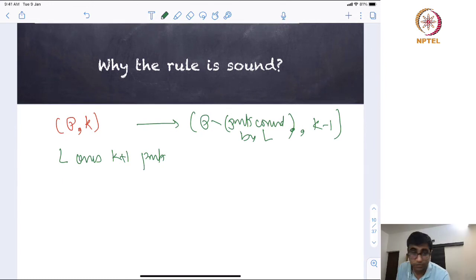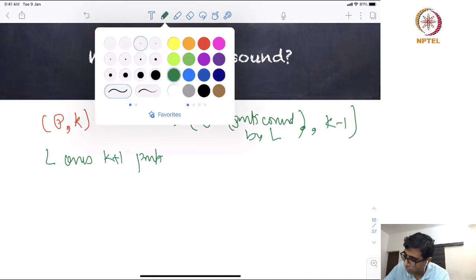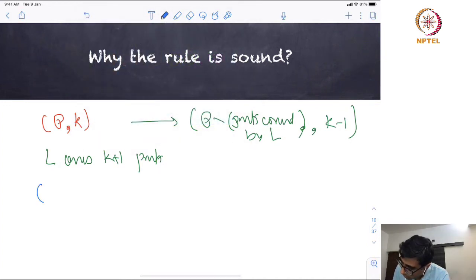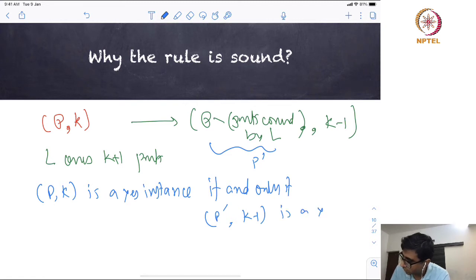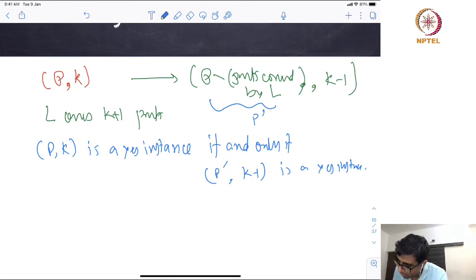What is the meaning of sound? As we have said before, it means that (P, k) is a yes instance if and only if, calling the set of remaining points P prime, (P prime, k minus 1) is a yes instance. Let's prove it. Which direction is trivial? I think the reverse direction is the trivial one.